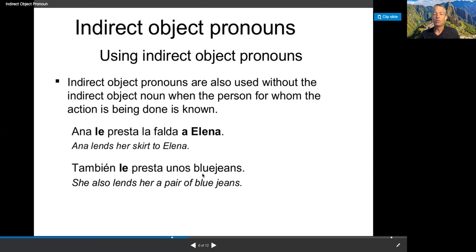También le presta unos blue jeans. Now, we already know that we're talking about Elena, so we don't need to keep repeating her name. She also lends some blue jeans to her, okay? Or she lends her some blue jeans. So we know le is Elena because we've already mentioned it in the previous sentence.